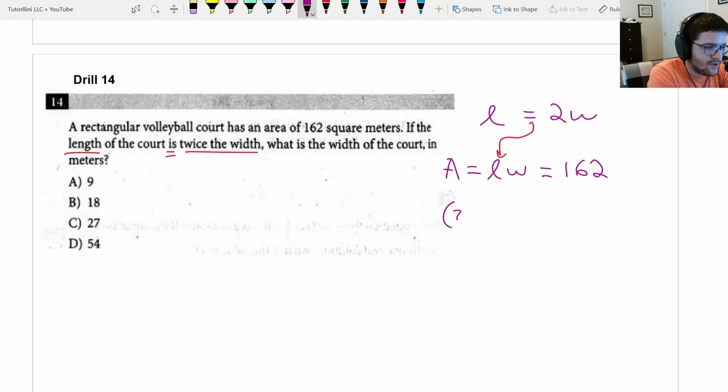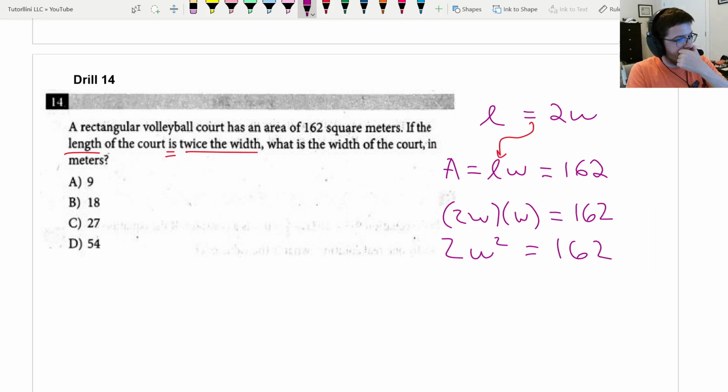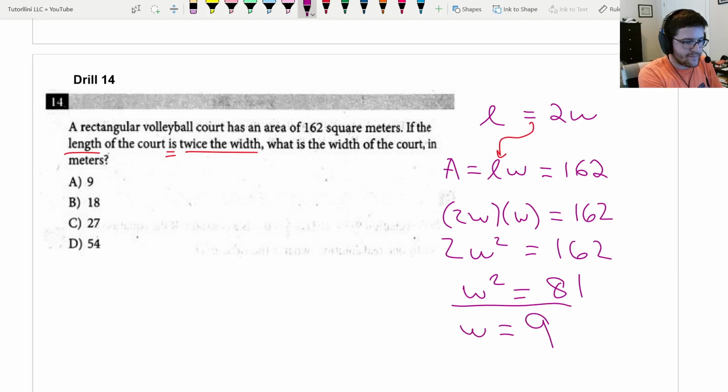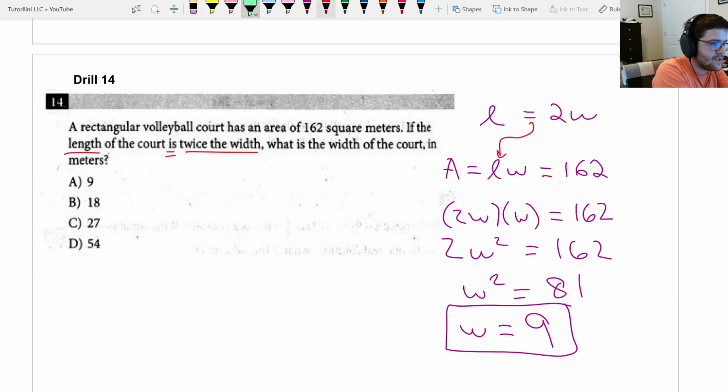So we get 2W times W equals 162. That gives us 2W squared equals 162. Now we're going to divide both sides by 2, and we get W squared equals 81. And now we're going to take the square root of both sides, and we should get W equals 9. We don't need to put a plus or minus because this is a geometry problem. We cannot have a negative width. So that gives us answer choice A.